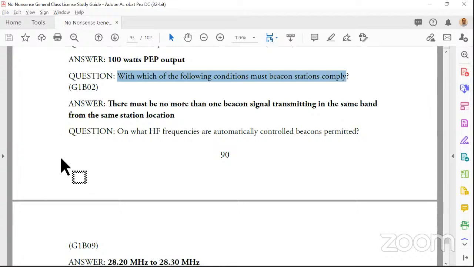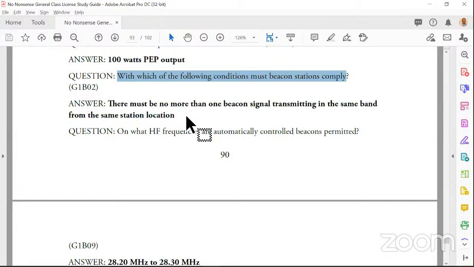With which of the following conditions must beacon stations comply? All right. Well, first off, one of those conditions: there must be no more than one beacon signal transmitting in the same band from the same station location.